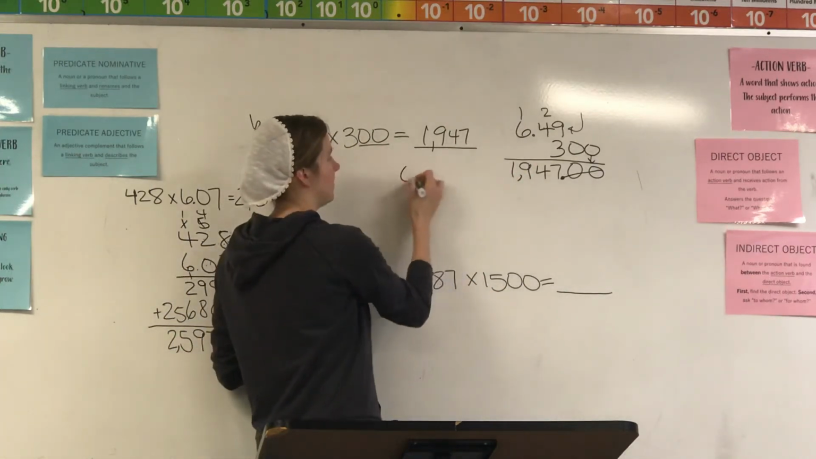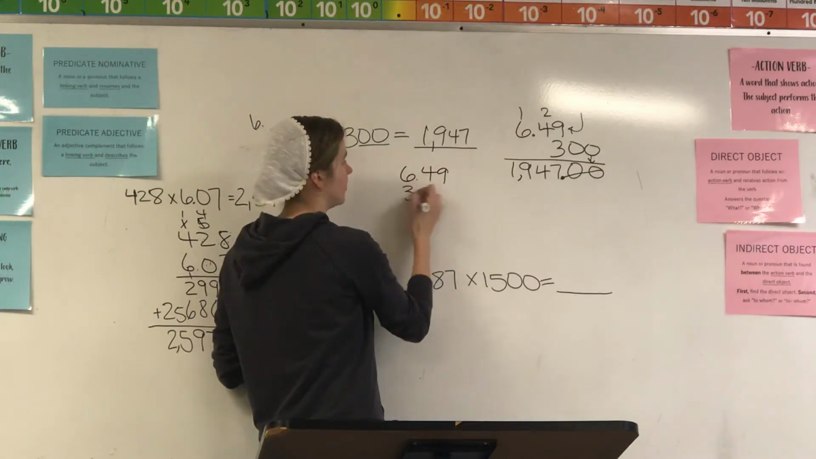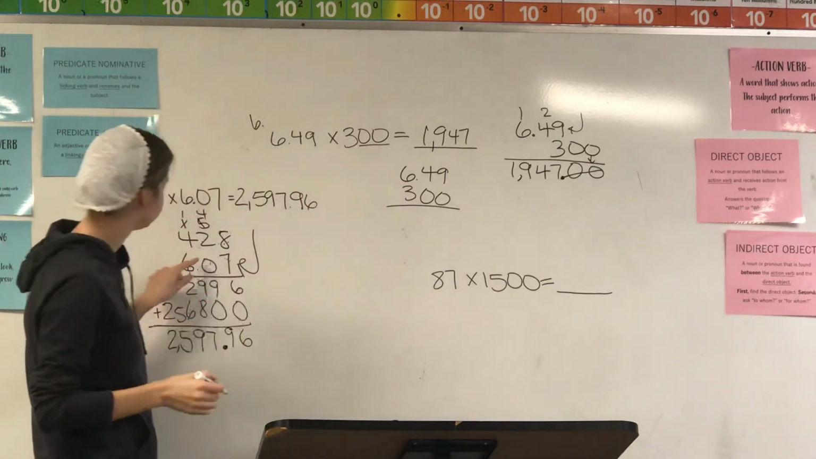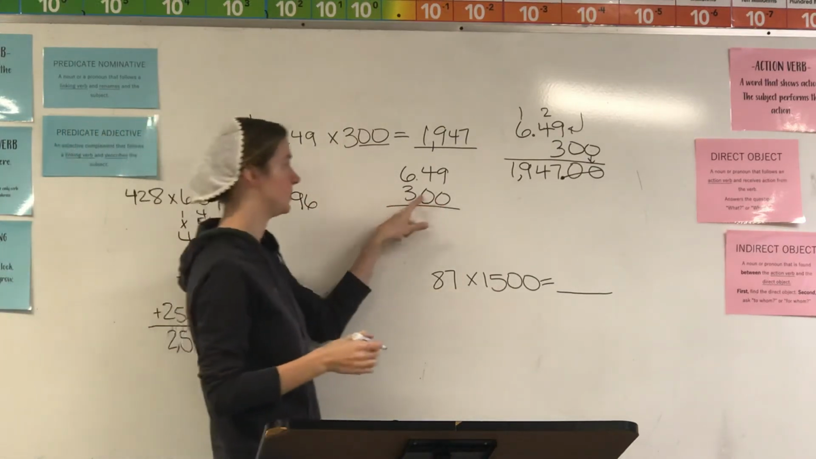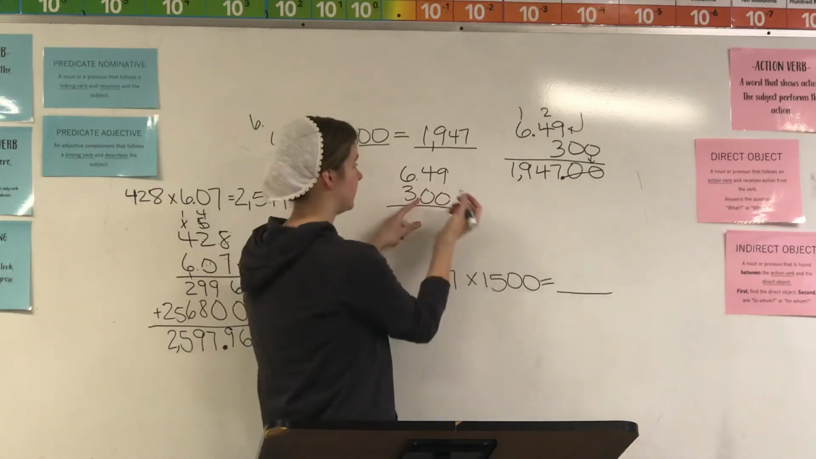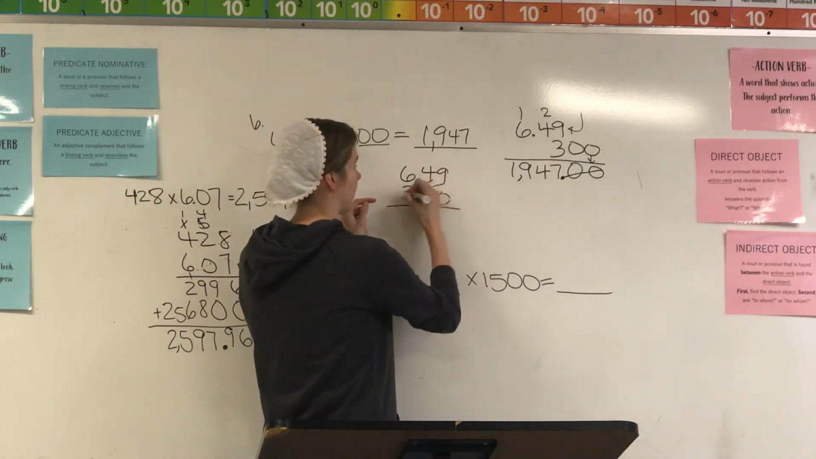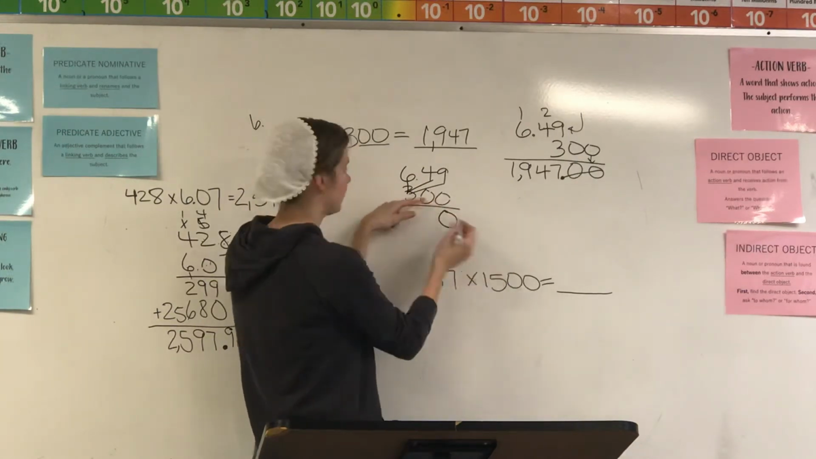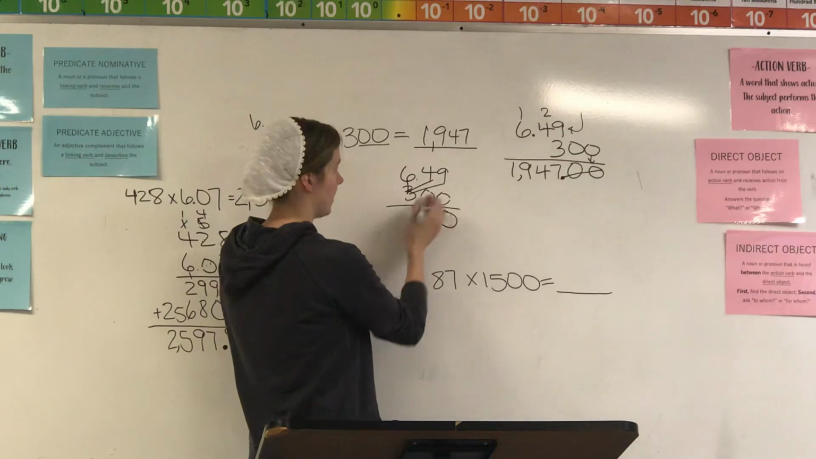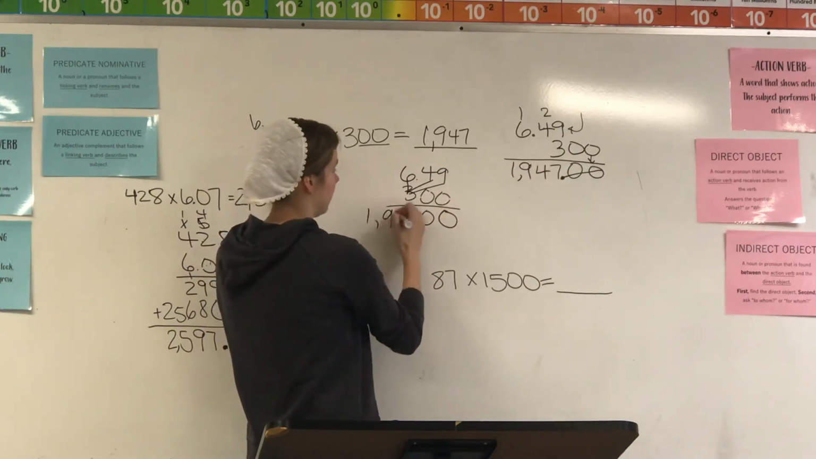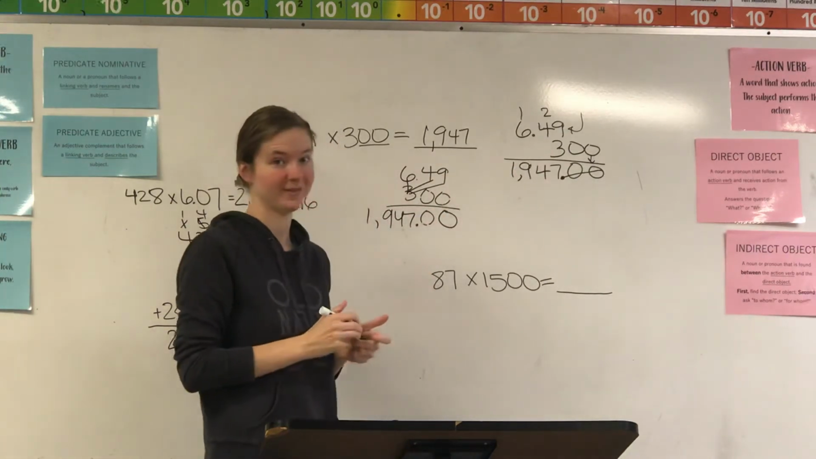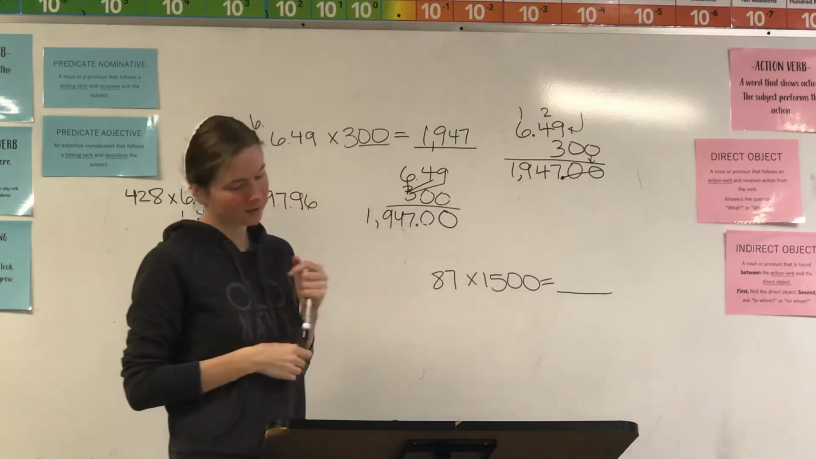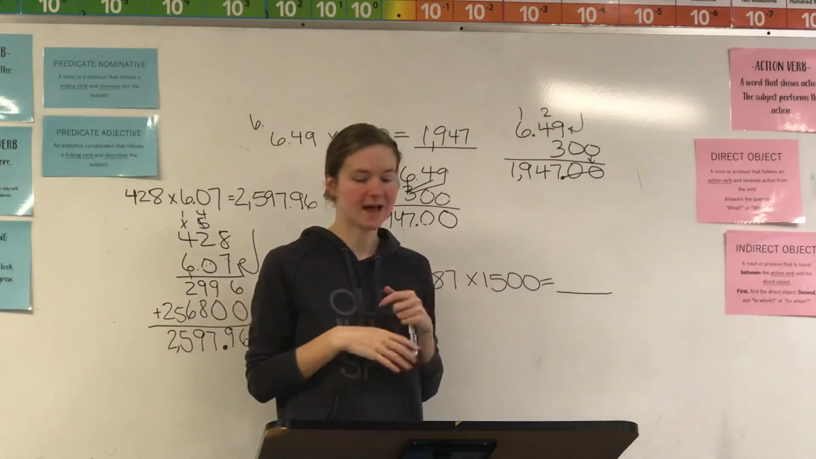Another way you could set this up, 6.49 times 300. You could have done it like this. And then we would use this method. We skip these 2 zeros. We skip these 2 zero places and we're going to jump to multiplying this right away. So we put a 0 as a placeholder in the ones place, the tens place, and we start multiplying. And our answer would be the same thing. So it's up to you, okay? These are your 2 ways that you could have done it. Same answer. Now let's go to 1C, 87 times 1,500.